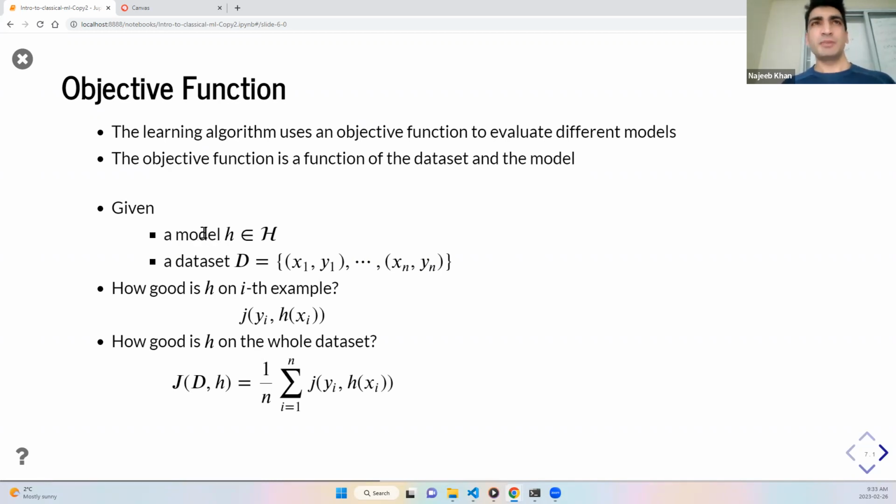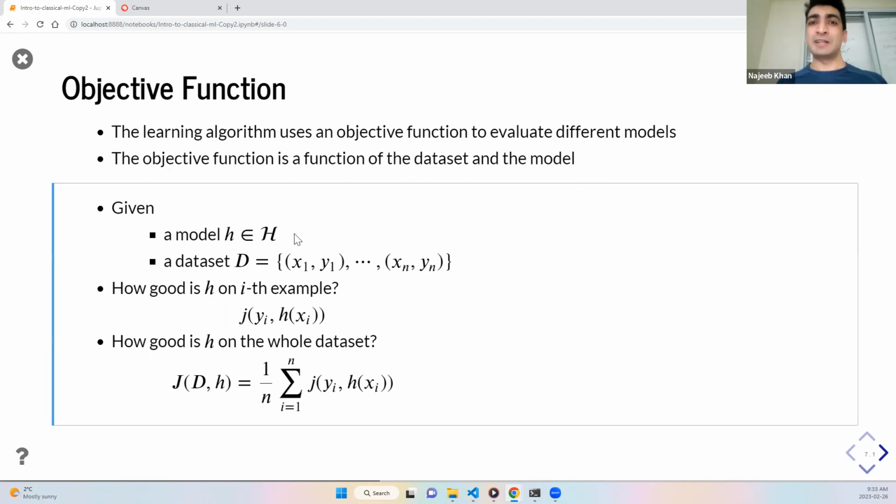So here is some mathematical notation, but we have seen most of it already. Given a model class H, let's say all linear regression models, we need to choose one, or look at the linear regression models one by one. We have a class of models, which is linear regression models, and one particular setting of the weights would be denoted by H. And then we have a data set, which is a set of pairs of examples with inputs and target outputs.